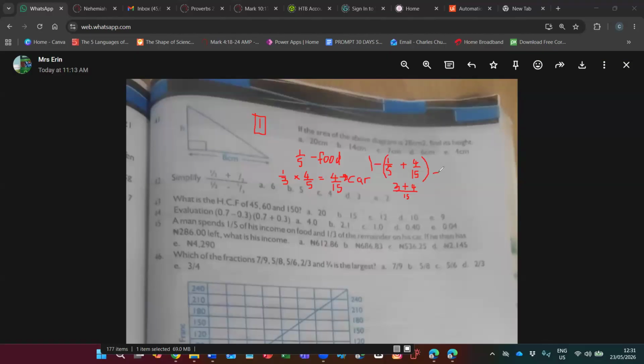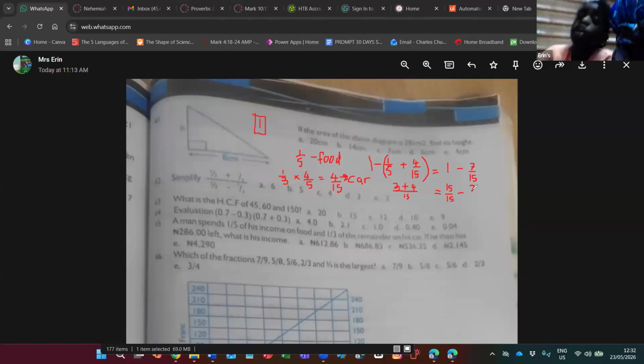So we're going to now say 1 minus 7/15, which is as good as saying 15/15 minus 7/15. And that will give us what? Who can tell me? I'm sure somebody is already reading my mind. 15/15 minus 7/15 will give us what? 8/15. Thank you very much. Yes, very correct. So the final answer is 8/15.